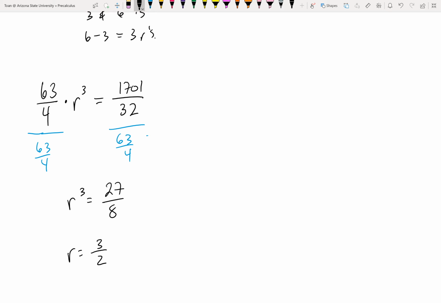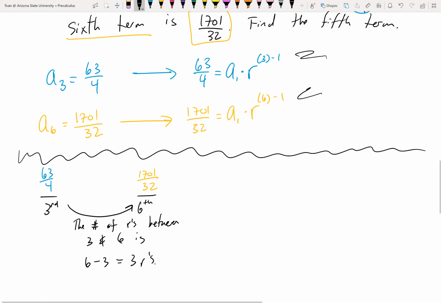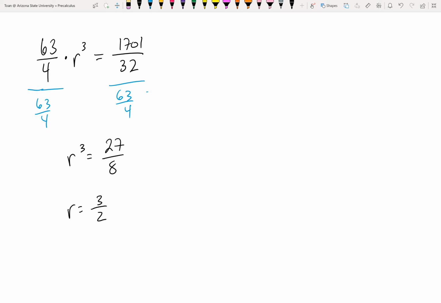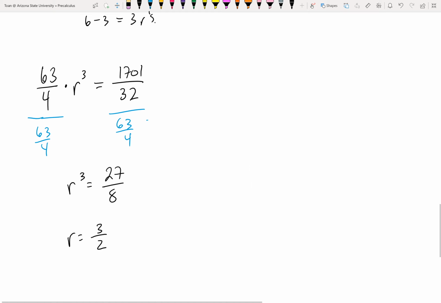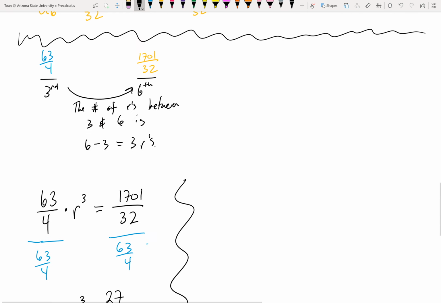Now typically the idea is once you solve for r, you plug it back into one of these equations to solve for a sub 1, and if the instructions did say, hey, find the nth term, that's exactly what I'd do. But since they said to find the fifth term, I'm just going to go straight to finding the fifth term. Now to find the fifth term, you just need a known value, and we have 2 of them, the third term and the sixth term. It doesn't really matter which one you use. I'm going to use the sixth term because it's closer.